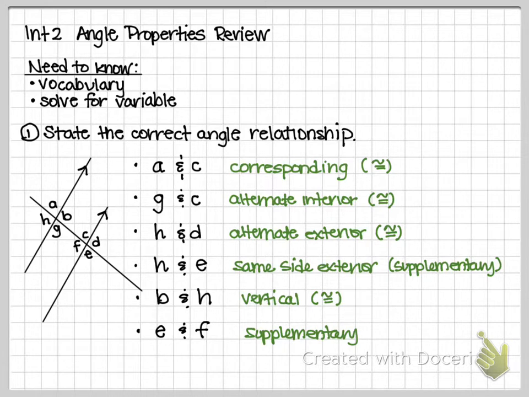Okay, so here's the answer key for these, and then I went ahead and wrote down what that relationship actually means. So A and C are corresponding, which means that they're congruent to each other, and so on and so forth. And then as a reminder, supplementary means that they're going to add up to 180 degrees.